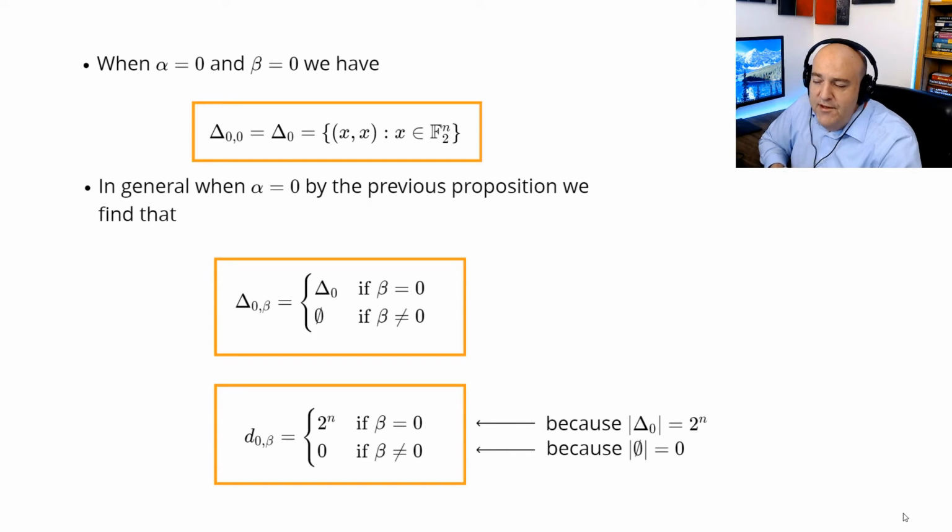Let's just look at some specific cases. What if both alpha and beta are 0? Then in that case, delta 0, 0 is just the difference set of 0, which is the diagonal that we talked about before. In general, when alpha is 0, the set delta 0 beta is always going to be empty unless beta is 0. And therefore, the integer d0 beta is going to be 0 for any beta, except the case where beta is 0, in which case it's 2 to the n. So these are easy to see if you just think about it.